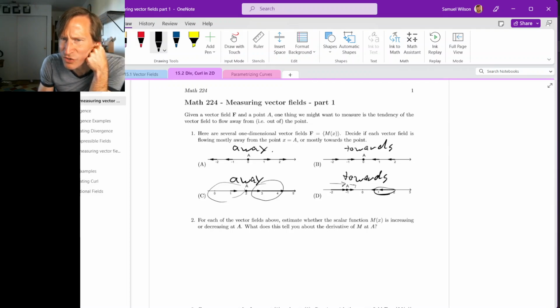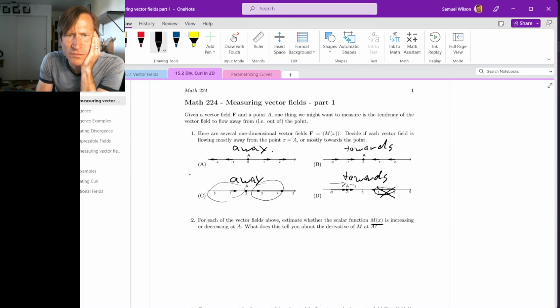Notice that these vectors over here, far away from A, really didn't play any role in our analysis of what is happening near A. Right? Really, we're only interested in what is happening very close to the point A to answer this question of whether fluid is flowing away from A or towards A. Okay, so now let's estimate, is this scalar function that is the only coordinate of our vector field, is this increasing or decreasing at A?